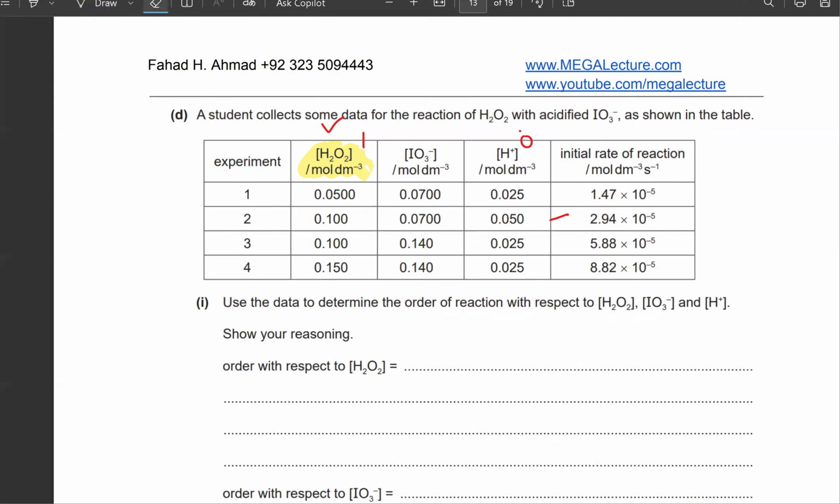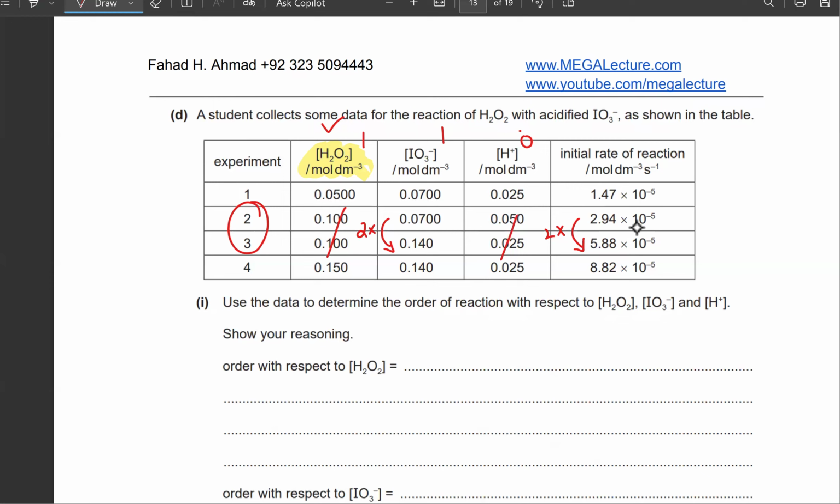So the last one is going to be easy. I'm going to compare for IO3 minus one. I'm going to compare experiments 2 and 3. So H2O2 is out of the question. It's not causing any effect. H plus one is also out of the question because I know it's order zero. So even if it changes, it's not going to cause any effect on the rate of the reaction. Is that clear? So all the effect on the rate of the reaction that it is doubling, and this is also doubling, right? So that means this is order one, right?